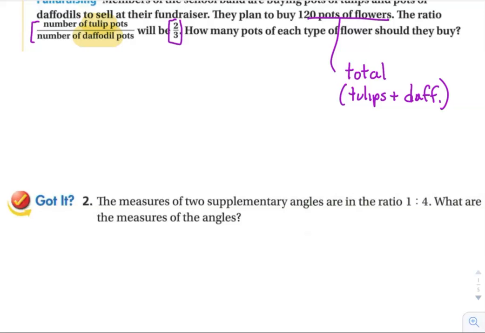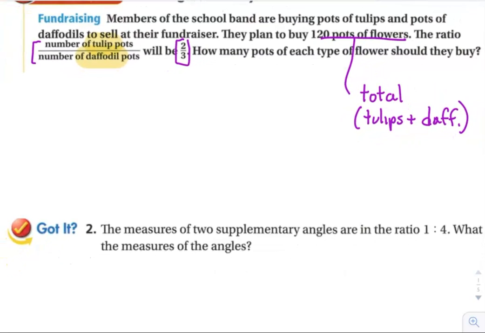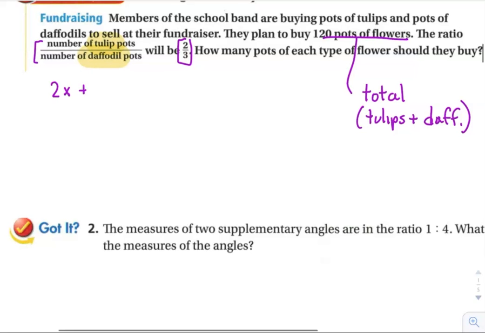You could use a proportion, but for this one, I'm going to show you guys, I think, an easy way to approach. So you know that 2 is for the tulips. So I'm just going to say, okay, 2 times some number will give us the number of tulips we're going to get. 3 times some number will be the number of daffodils. And then I know the 120 is the total. All right. So I can figure out what that number is going to be by combining like terms and then solving for my variable. So I'll combine, I get 5x.